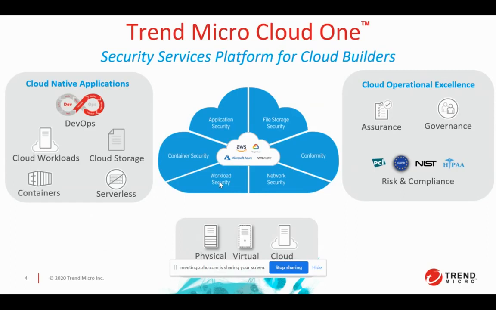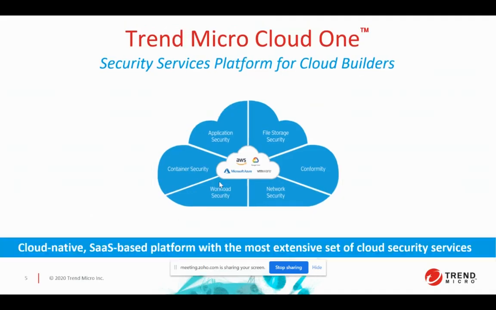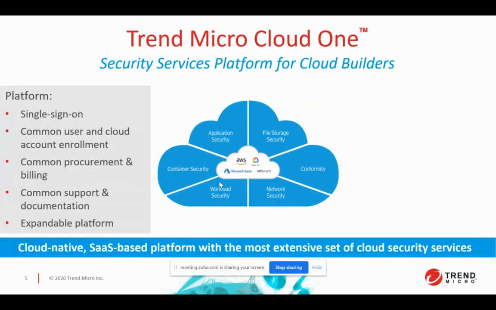It is hosted in the Trend Micro cloud, and it can be connected to your AWS, Azure, GCP environment, or VMware through the API. Once the API is integrated, you will have automated security for all these modules. Whenever a VM is provisioned or decommissioned, you don't need to do manual enrollment; the Trend Micro agent will be automatically provisioned as well. These are a few benefits of this platform: single sign-on, common user and cloud account enrollment, common procurement and billing, common support and documentation, and expandable support. All these benefits are there with the Cloud One comprehensive platform.